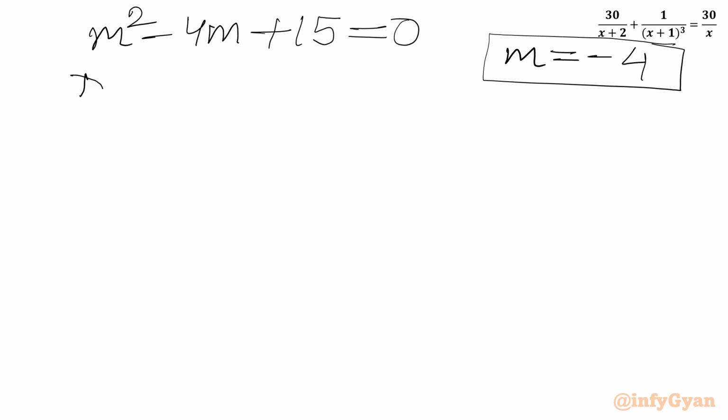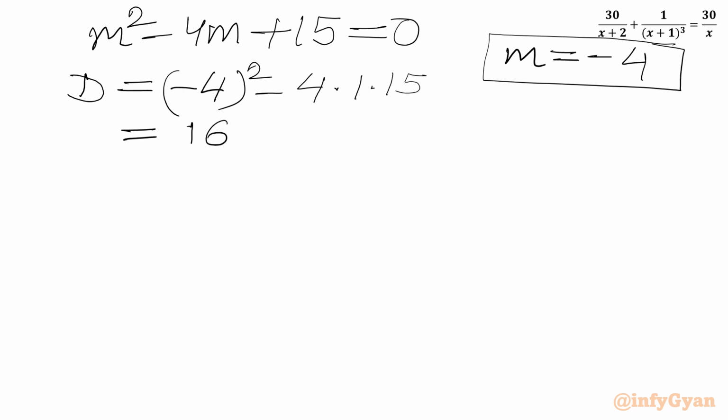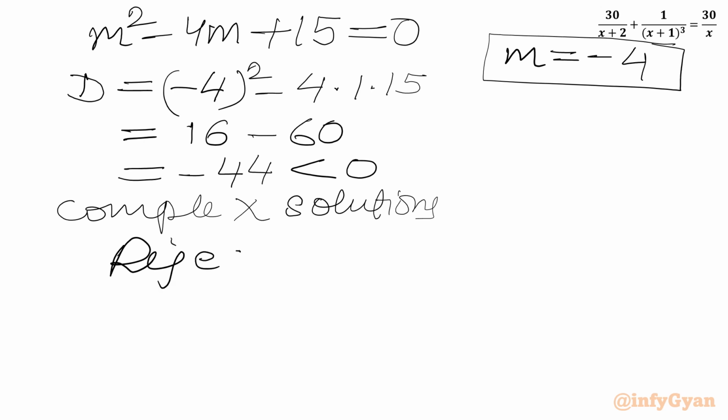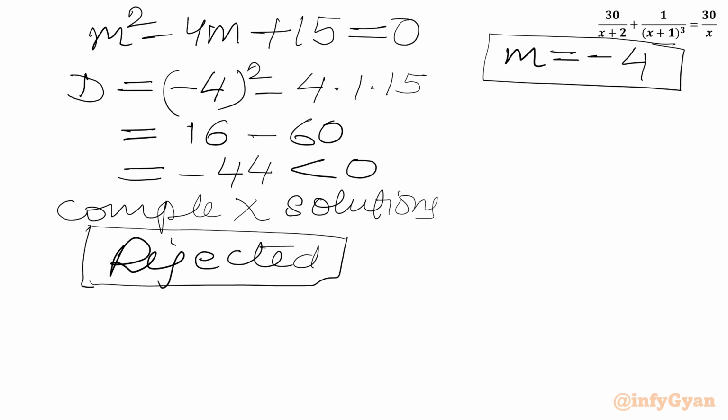So here I will calculate the discriminant only. b square minus 4ac. So (minus 4) square minus 4 times 1 times 15. So I can write (minus 4) square is 16 minus 4 times 15 will be 60. Discriminant is coming out negative 44. Discriminant is negative. We will get complex solutions. So we will reject it as we are looking for real solutions.